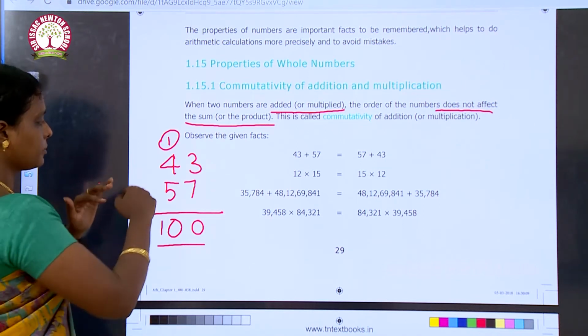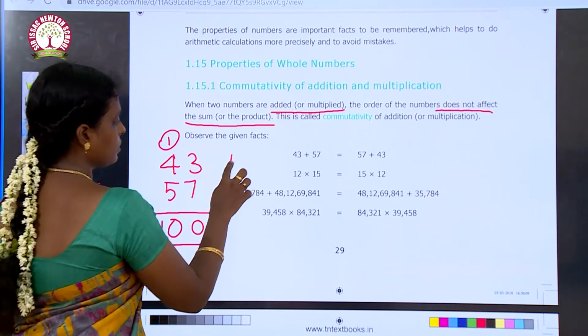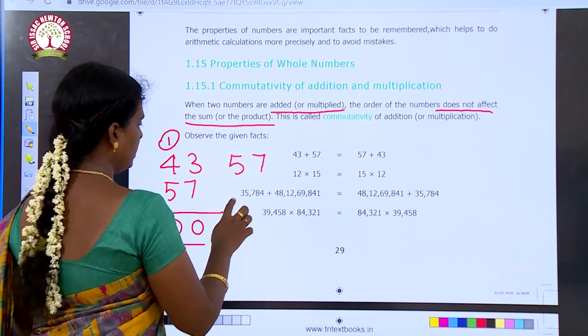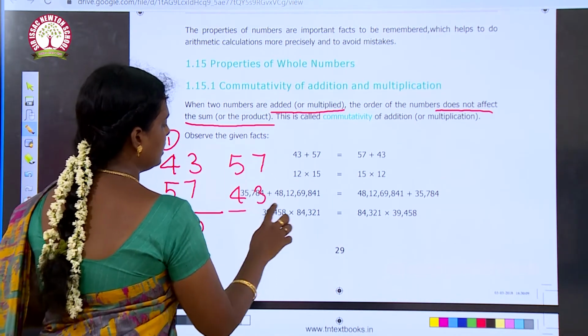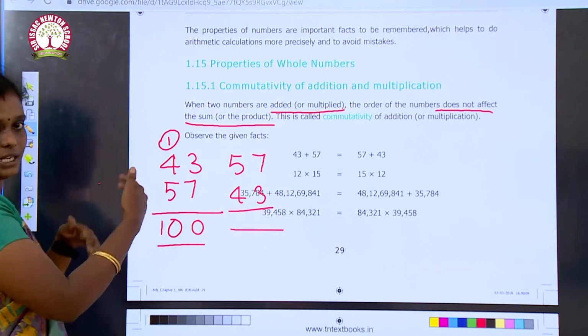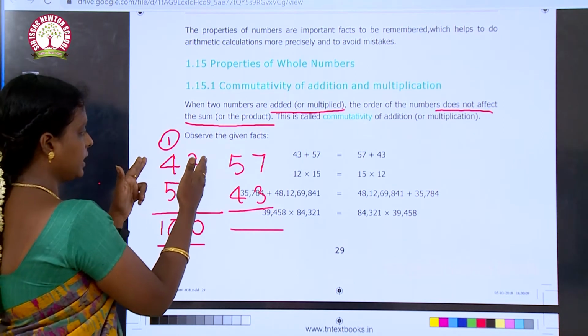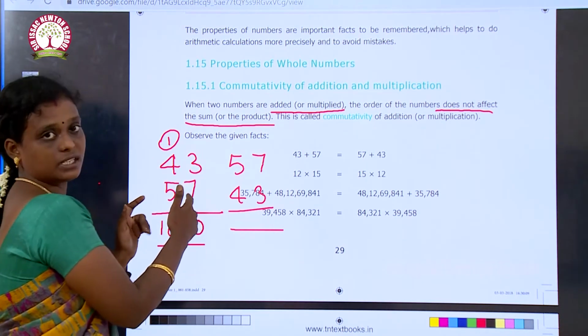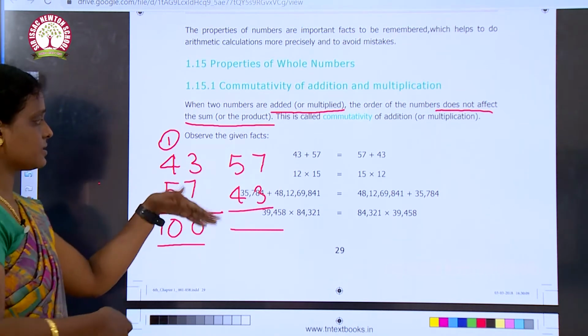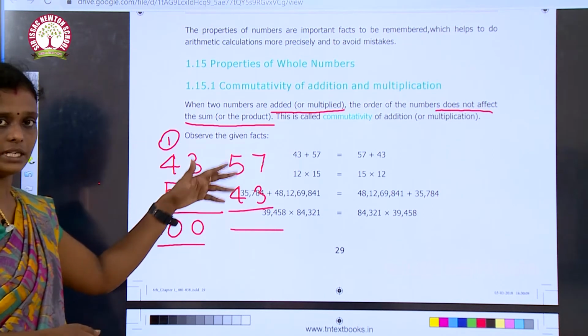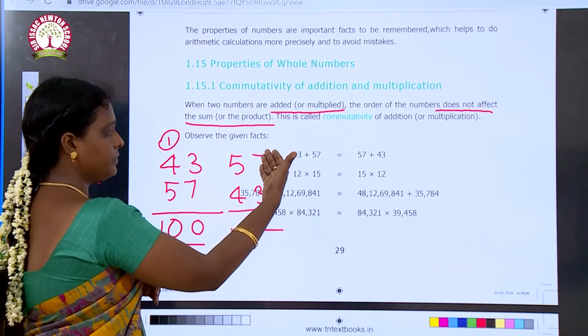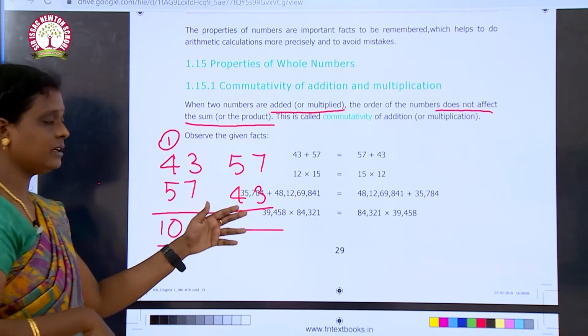What I am going to do is, I am going to change these numbers. So, it will be 57 and then 43. I am just changing the order of the numbers, okay. Here we are having 43 at first and then 57. I am writing 57 at first and then 43.